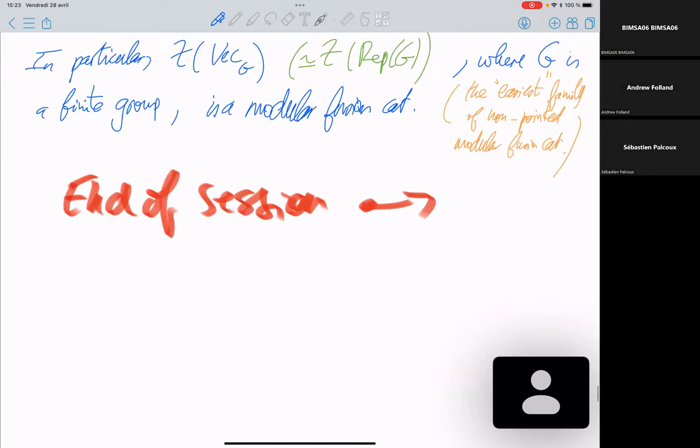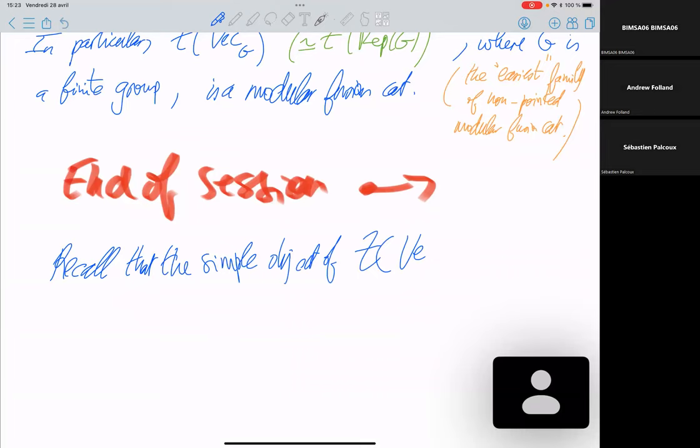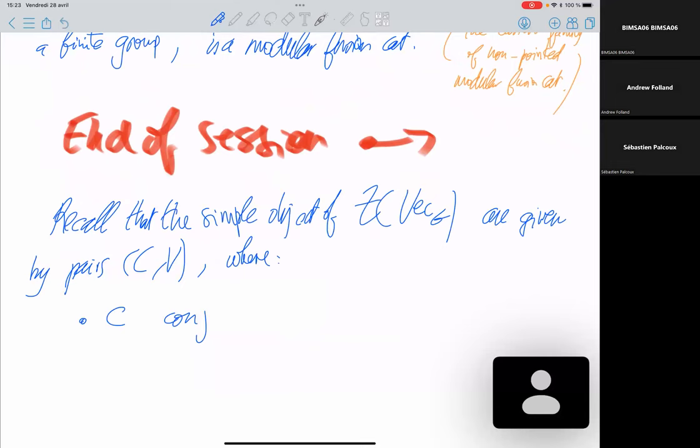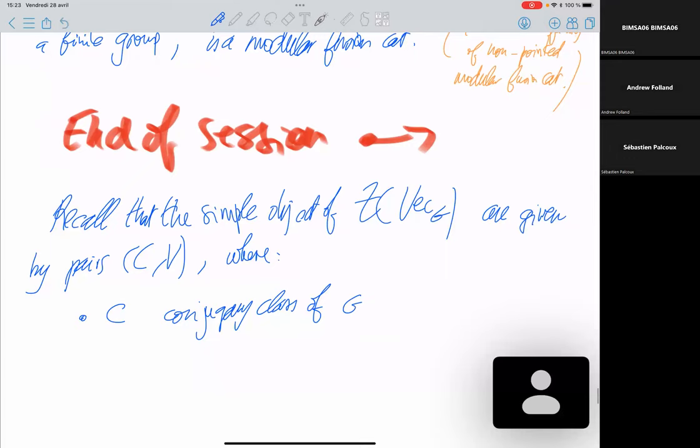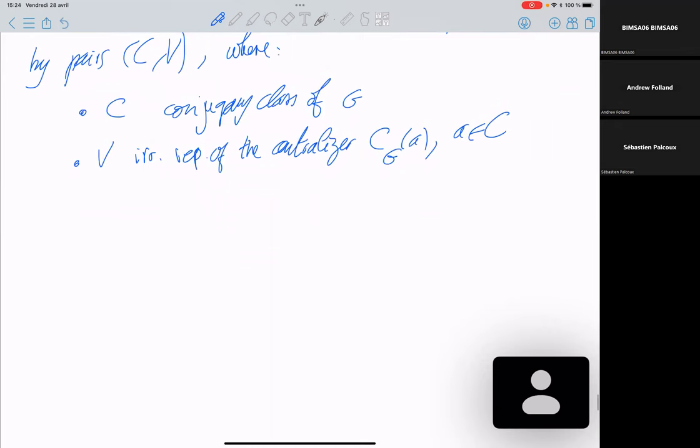So recall that the simple objects of this center are given by pairs (C, V), where C is a conjugacy class of the group G, which is a finite group, and V is an irreducible representation of the centralizer C_G(a) of an element a in the conjugacy class. So now let me write, without proof, the S matrix in this case.